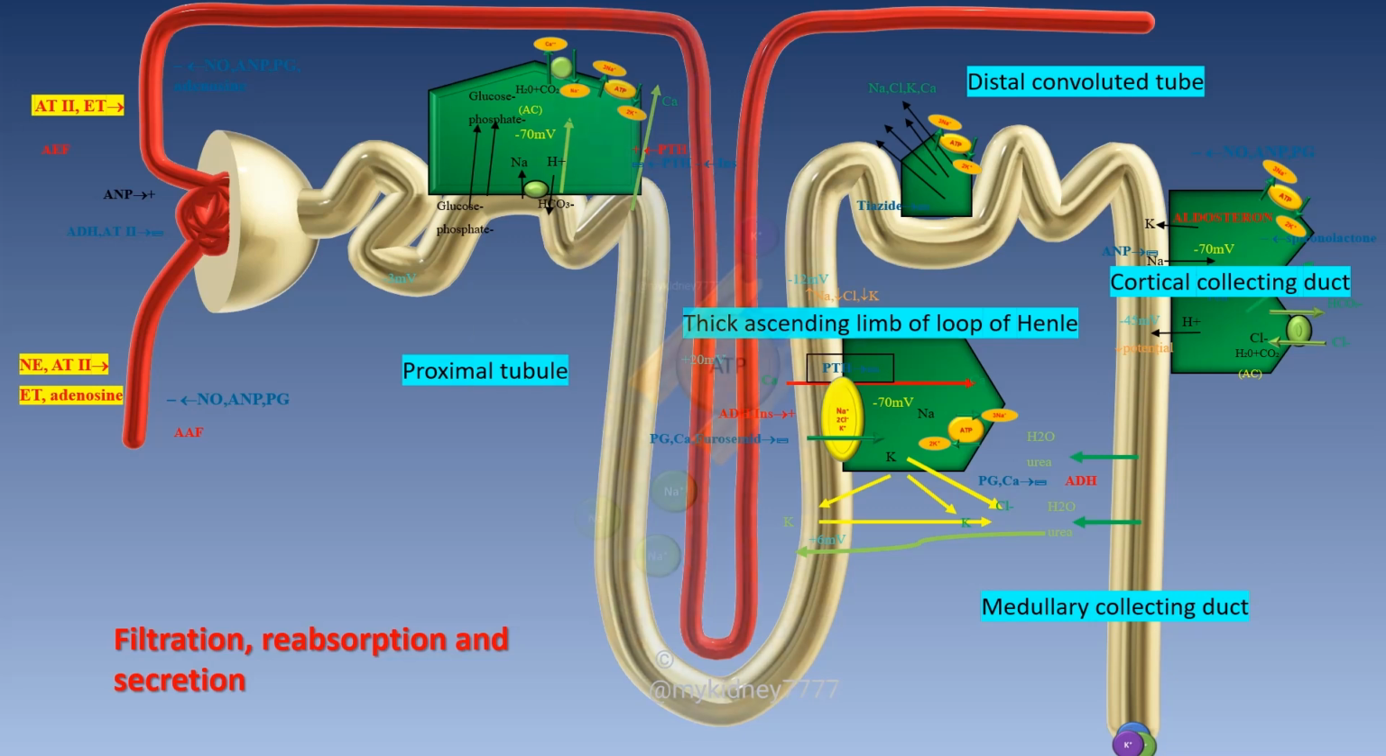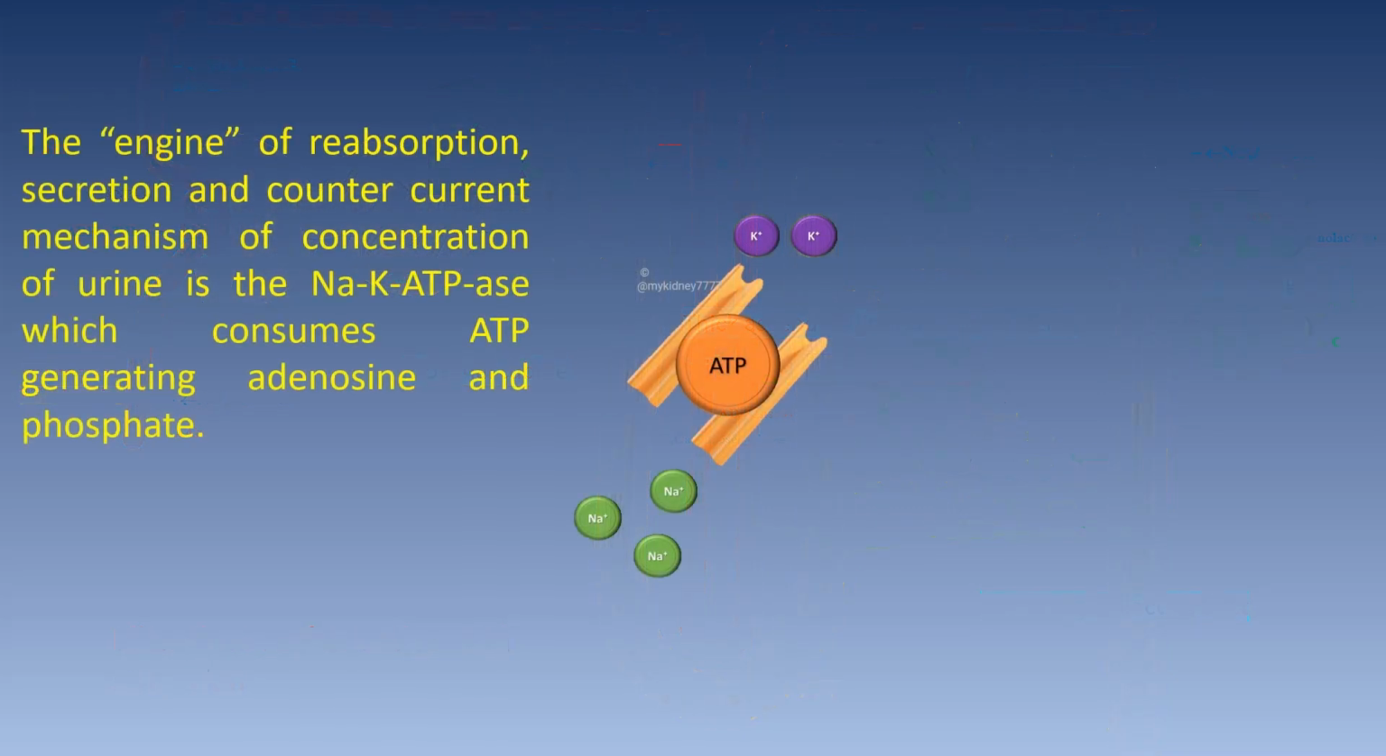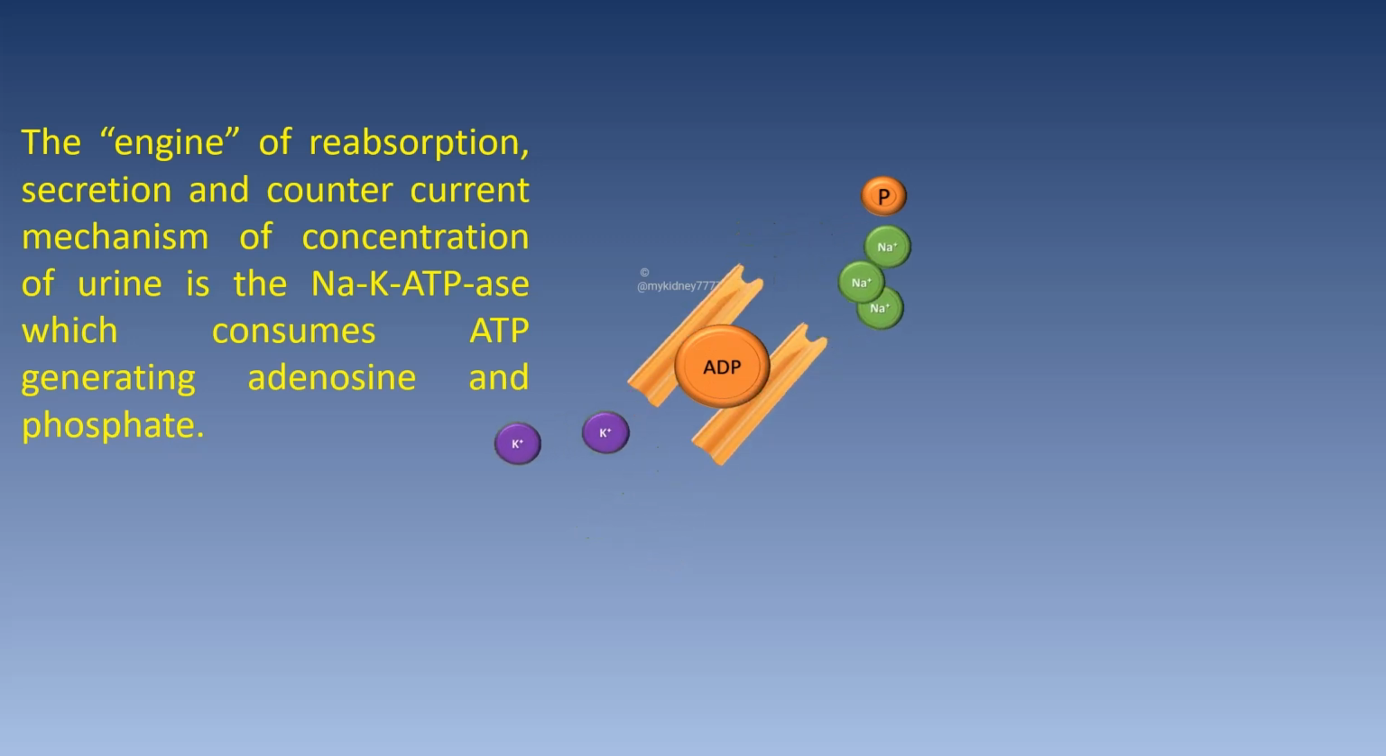The engine of reabsorption, secretion and the countercurrent mechanism of concentration of urine is the sodium-potassium pump, which consumes ATP, generating ADP and phosphate, and adenosine as a breakdown ATP metabolite. The latter becomes important for metabolic regulation of glomerular filtration, most studies suggesting adenosine as the tubuloglomerular feedback mediator.